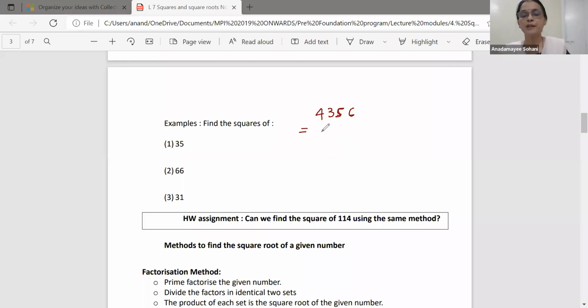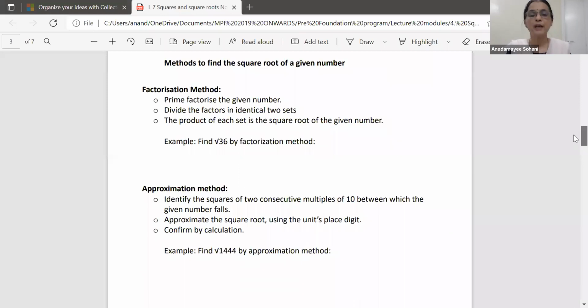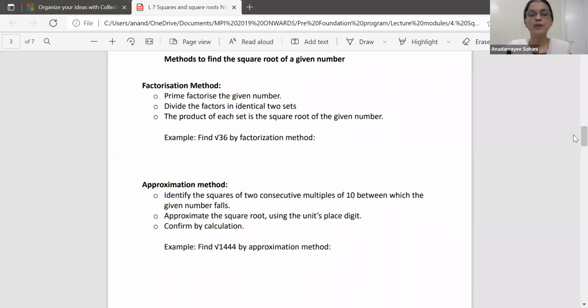4356 is what? Let us take some smaller numbers, so we will spend less time because I have to squeeze a lot in this hour. So let us take a small number. If I want to find the square root, I can find it by two methods. Suppose I want to find the square root of 36. I have purposely taken a small number because then we will need lesser time. So I will do the factorization of 36.